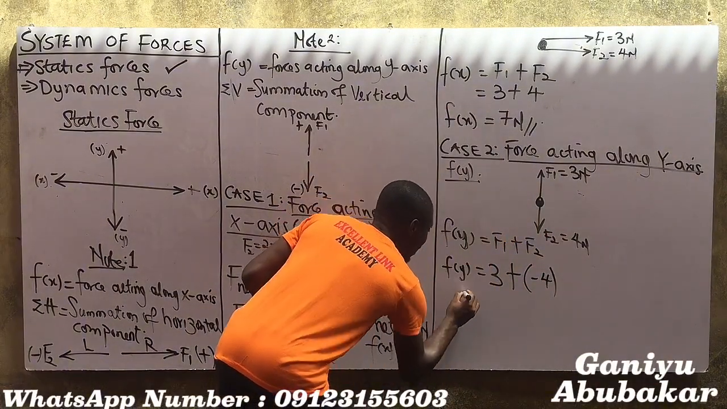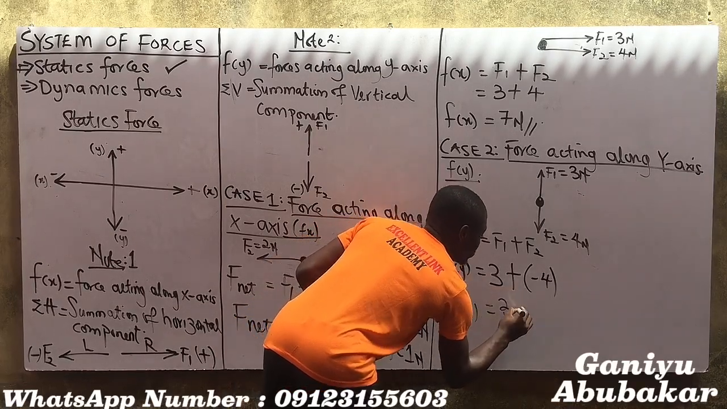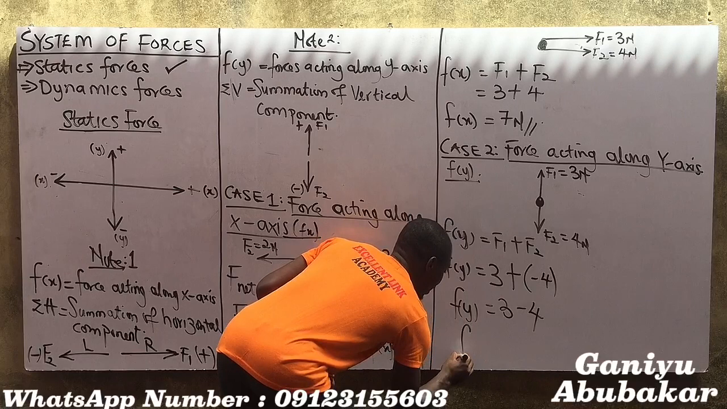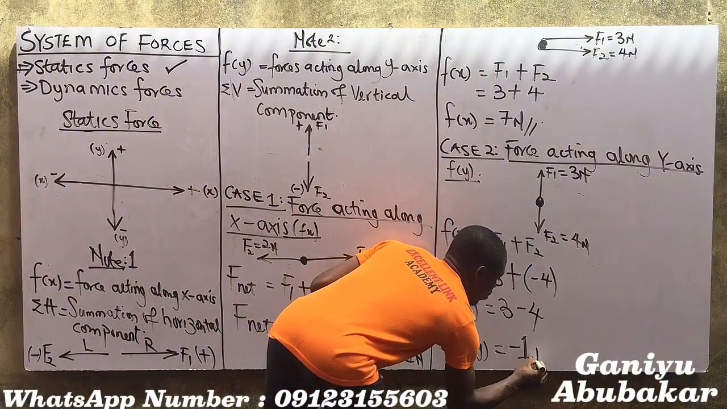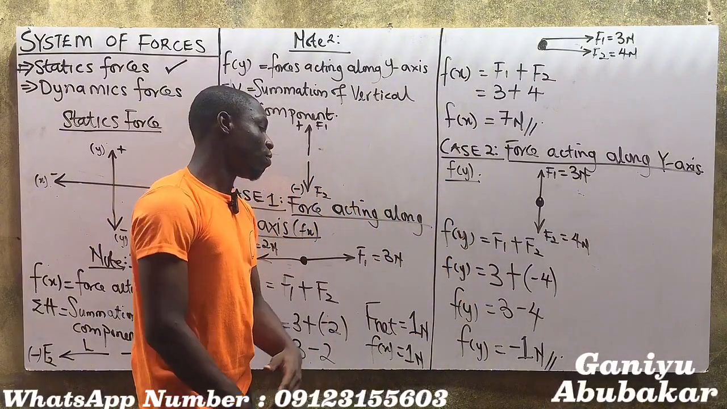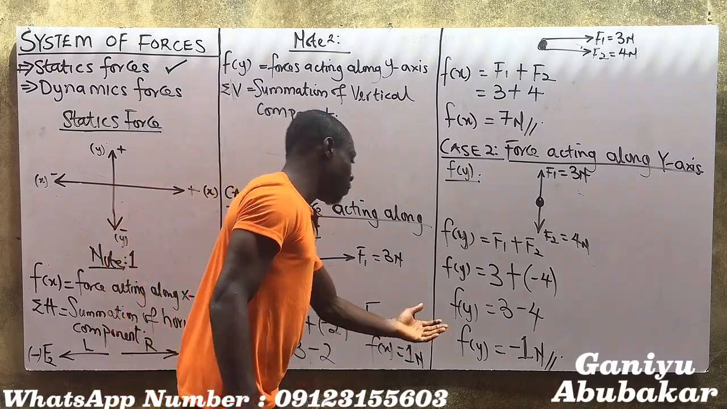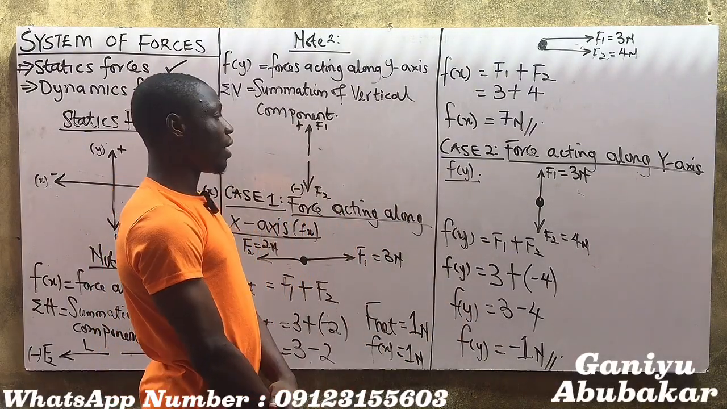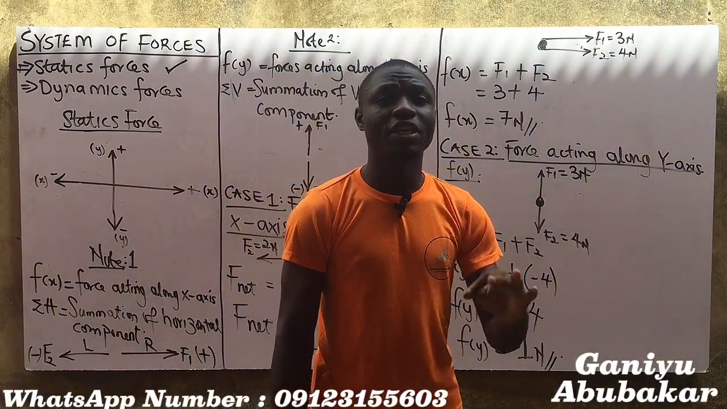Simplify this one. My F of y is equal to 3, plus minus is minus, then 4. My F of y is equal to negative 1 Newton, as my value after finding the summation, or the force acting along the y-axis.